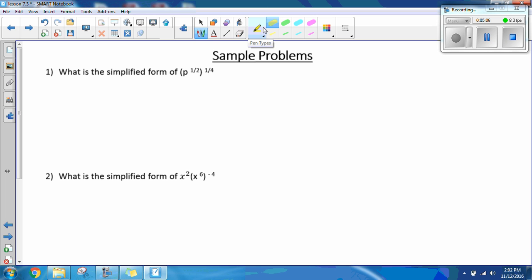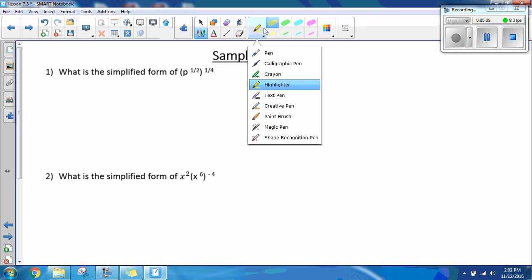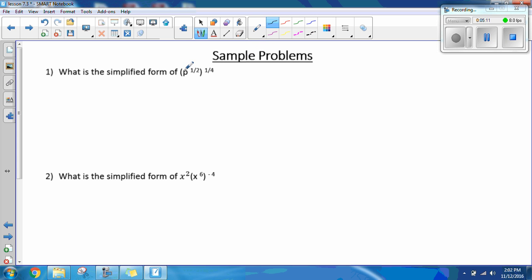Here we have p to the 1/2 power raised to the 1/4 power. Well, since it's a power being raised to a power, I just multiply the two exponents and I get p to the 1/8 power.